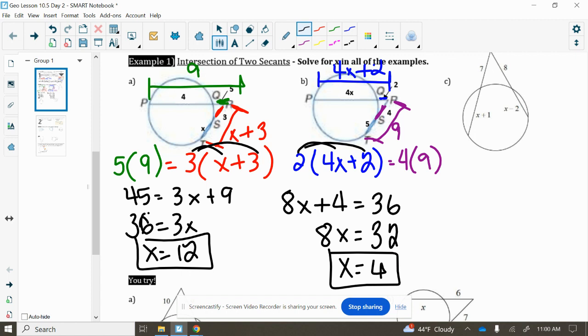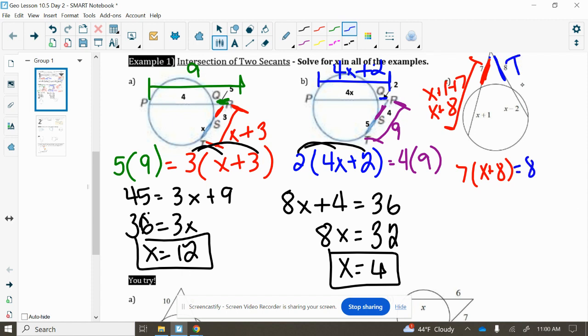Our third example, okay, they are giving us that we have an outside piece on this first one of 7. And then the whole thing, again, we need to add together the x plus 1 and the 7. So that's actually going to end up being x plus 8 when that's all simplified. And then on the right-hand side, we have 8 as the outside piece. And then again, the whole thing would be the x minus 2, but plus that outside piece of 8. So inside plus the outside to get the whole thing. So that's x plus 6 when we simplify the negative 2 and the 8. So that's our whole piece.